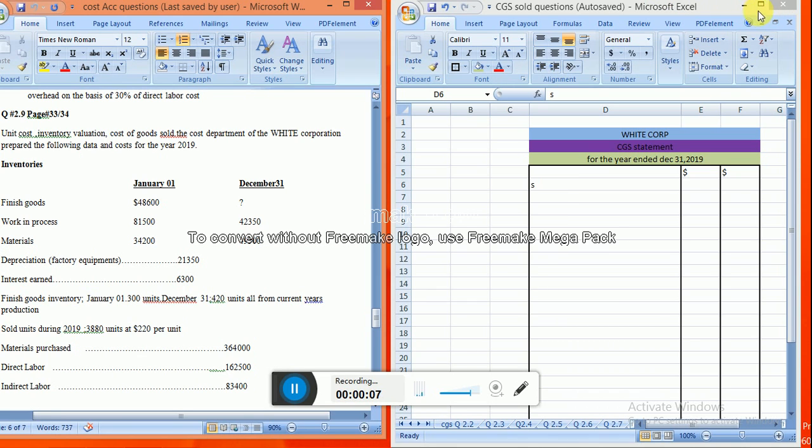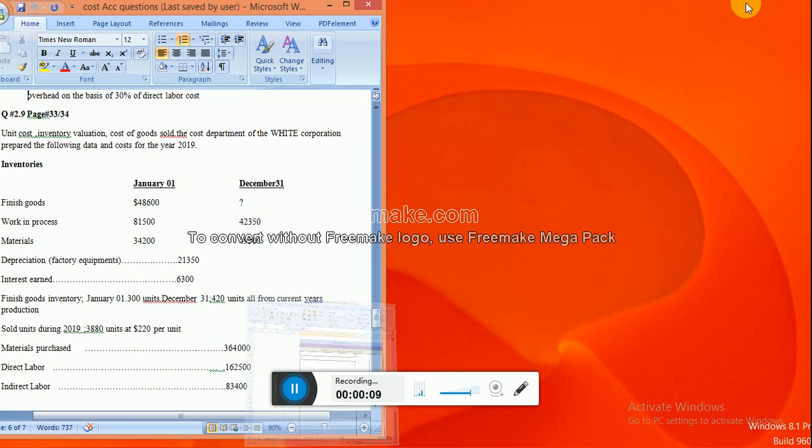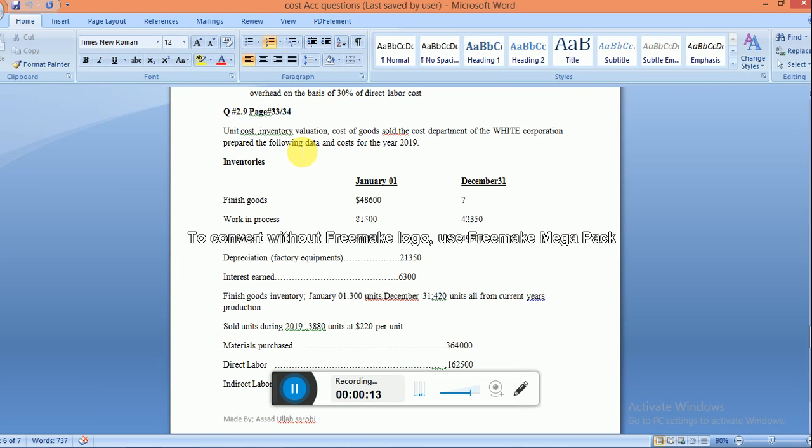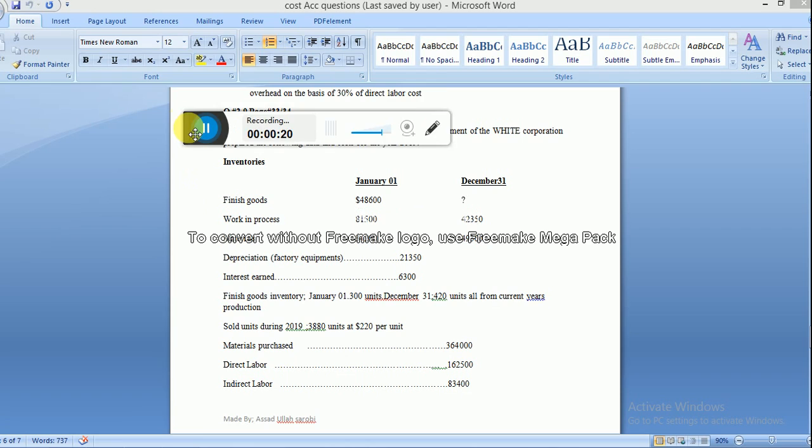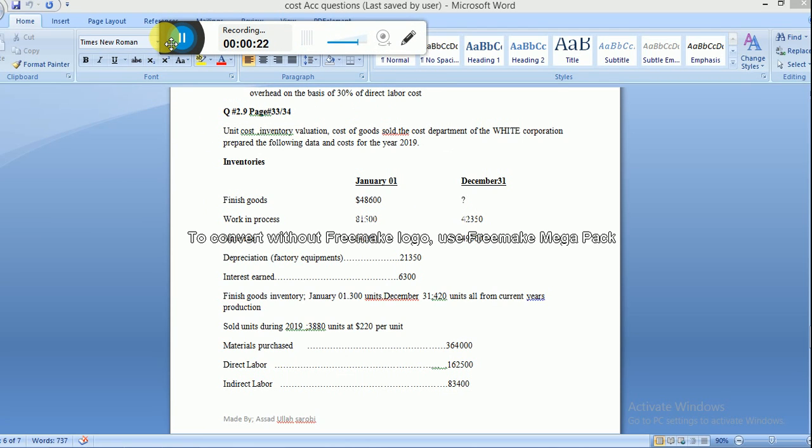So today we will solve question number 2.9, page number 33-34. So let's start. First we will read the question and after that we will start the solution. Unit cost, inventory valuation, cost of goods sold.